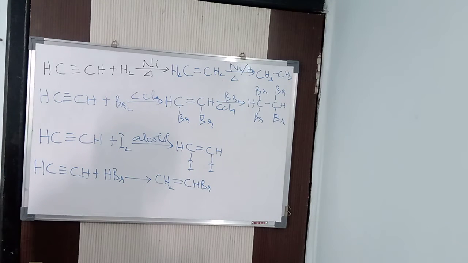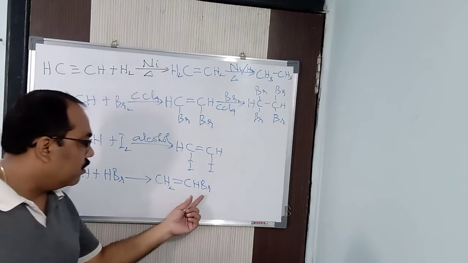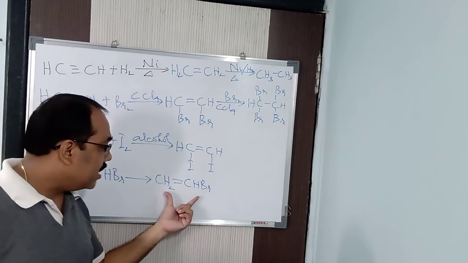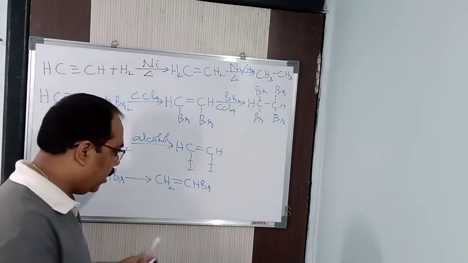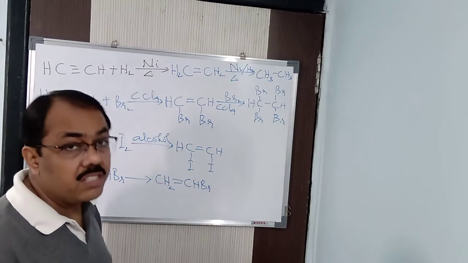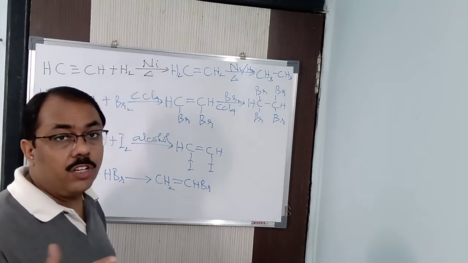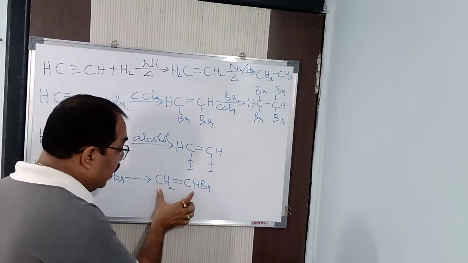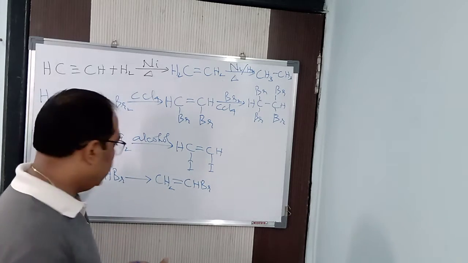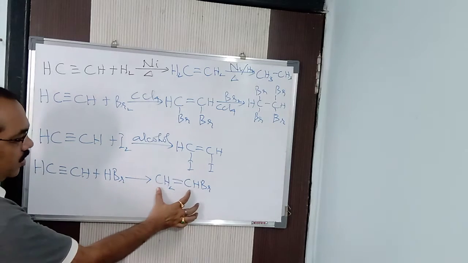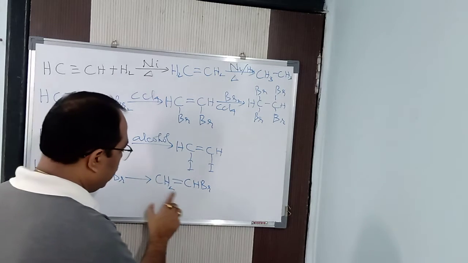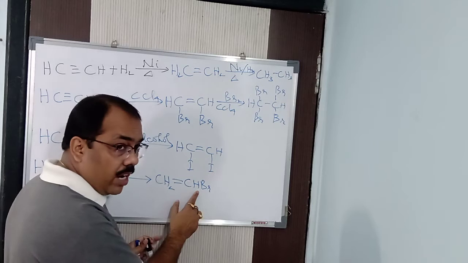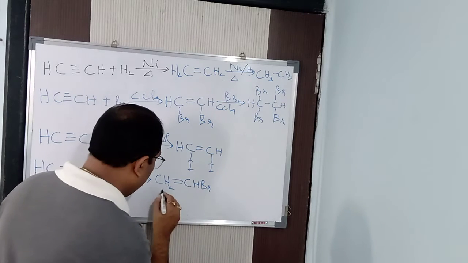So what is the name of this compound? It is known as bromoethene, or we can say vinyl bromide. From ethene, if you remove one hydrogen, it is vinyl. Like from methane if you remove one hydrogen, methyl. From ethane if you remove one hydrogen, ethyl. Ethene is CH2 double bond CH2. I have removed a hydrogen. So what is that? Vinyl.